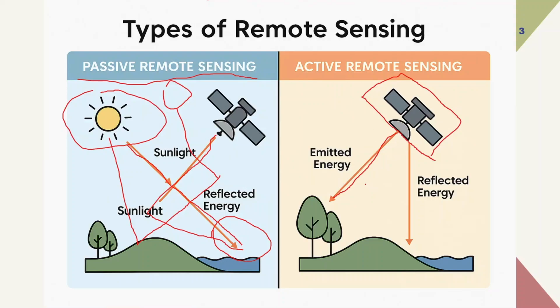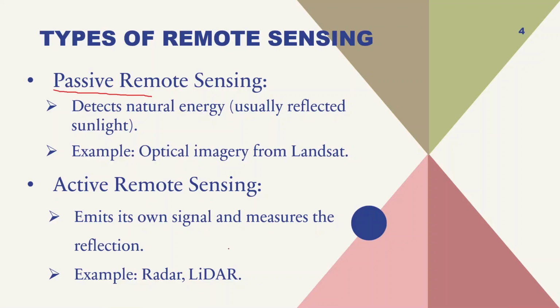So that is how active works. It emits its own signal and measures the reflection. That is active remote sensing. A typical example is the radar. The radar normally uses microwave, which also belongs to the electromagnetic radiation, and it normally measures elevation. So the digital elevation models we've been seeing, most of them you can do with the radar.